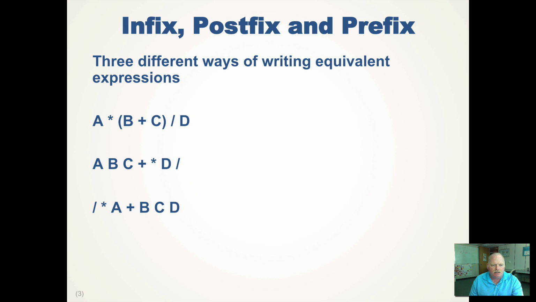The next line, second line down, is in postfix notation. The operators occur after the operands. And the last line is in prefix, where the operators occur before the operands. There are different properties, but each of these three lines means exactly the same thing: adding b and c, multiplying by a, and dividing by d.